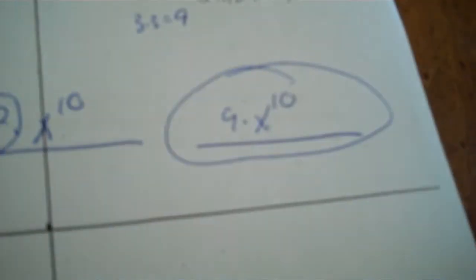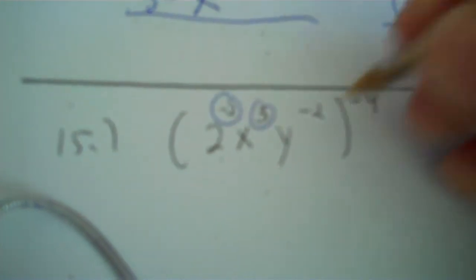These are both positive, so they both stay in their same position. And 3 to the second simplifies. 3 times 3 equals 9. So this is 9. So it's 9 times x to the 10th. And you can't multiply anything else. Okay, next one we have parentheses. We have 2 to the negative second power, x to the third power, y to the negative second, and negative 4. So we got times, times. So again, it's all multiplication.